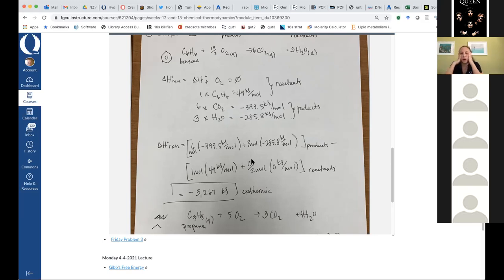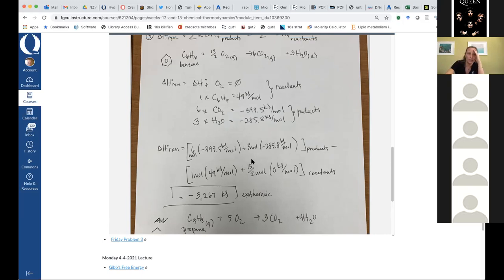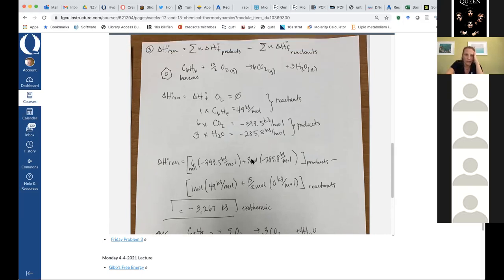I don't want to say the wrong thing right before the exam, and then have everybody do something wrong. So I'm trying to be very careful about what I'm saying. If you work the problem products minus reactants like this, I don't have any issue with that. It is clear on the exam which way you need to be working it.